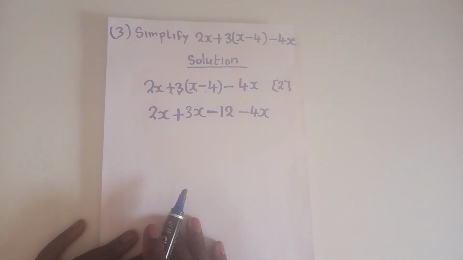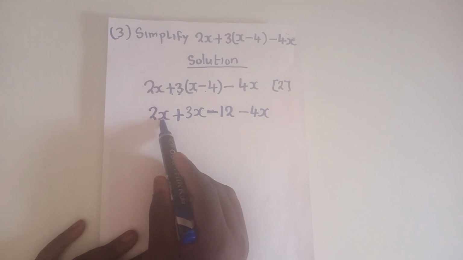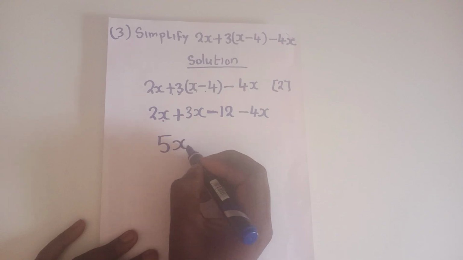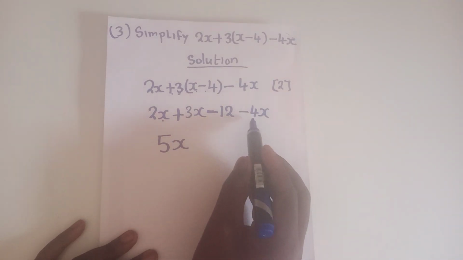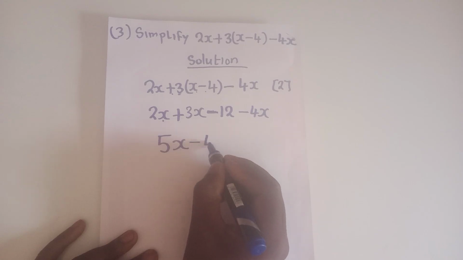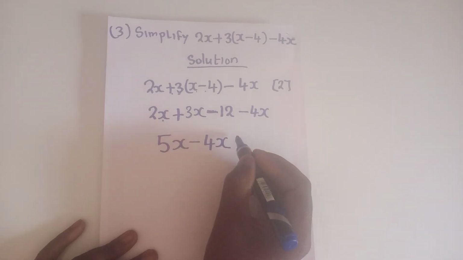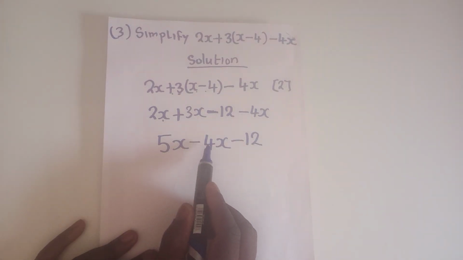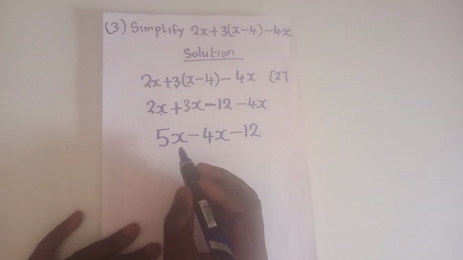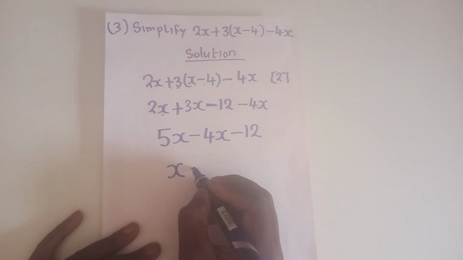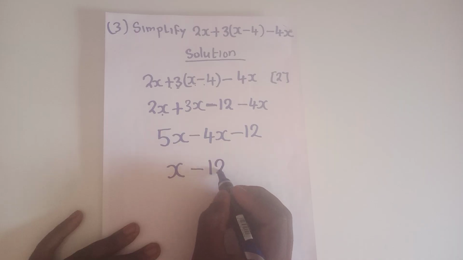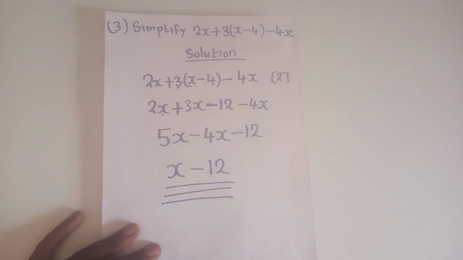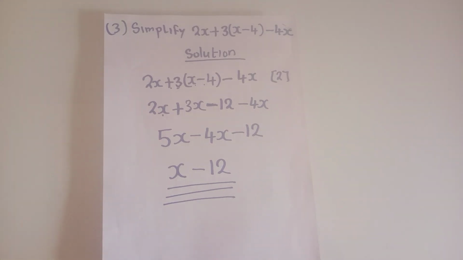You group the like terms. So 2x plus 3x, you get what? 5x. This one will come the way it is with the sign, minus 4x. This one, minus 12. 5x minus 4x, what do you remain with? You remain with x, minus 12. These are unlike terms. You can't do anything to them. So you just end here.